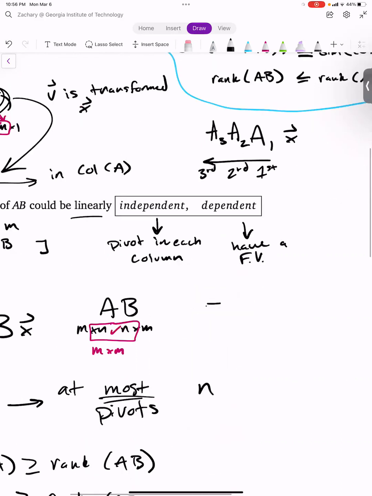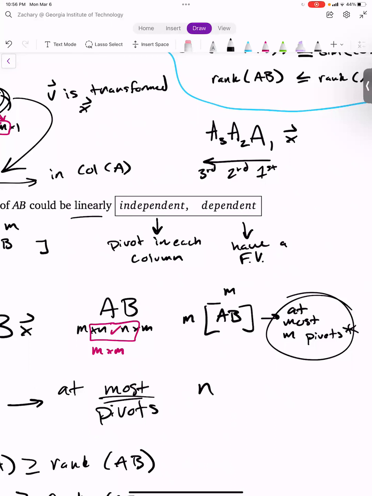I'm just going to write this over here. M by M, AB. So this can have at most M pivots from just geometry. We don't know this for sure, but I'm just saying the shape of it can generally have that. That's not an answer to our question. It's just kind of an observation of the shape of it.